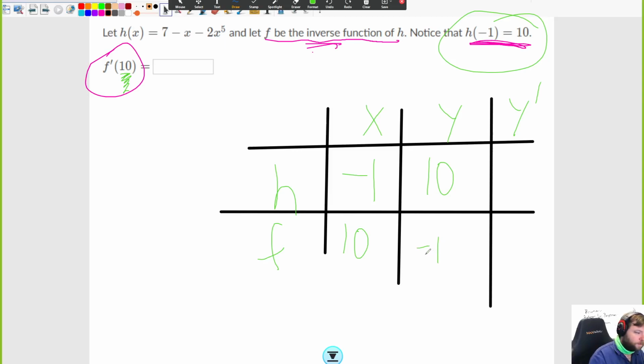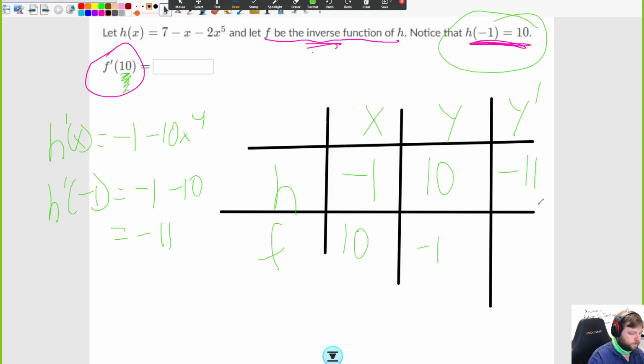Technically, that means this is -1 here too, but it doesn't matter. But if you want to fill it in, great. That's -1. To find my y prime, I need to find my h prime of x first. -1, deriving this, minus 10x to the 4th. Plugging in that -1 for x, I get -1 minus 10, -11. You have to do the reciprocal down here. You flip the fraction. This is my cleanest way of doing this.